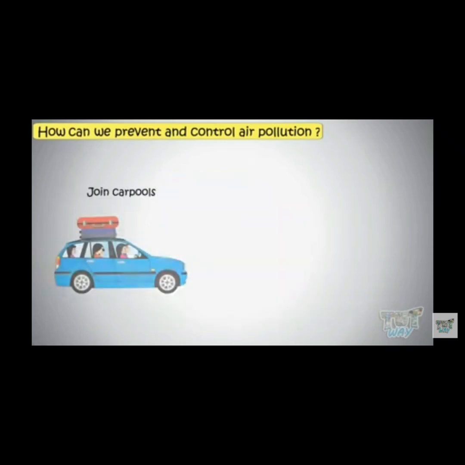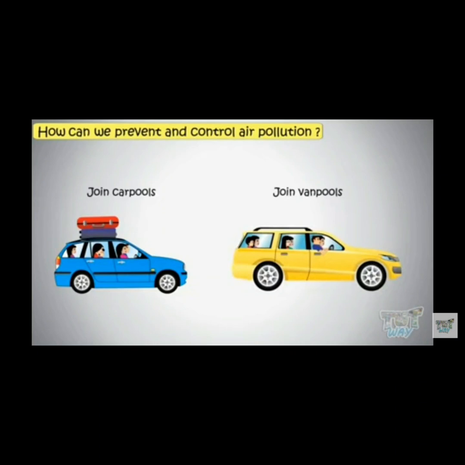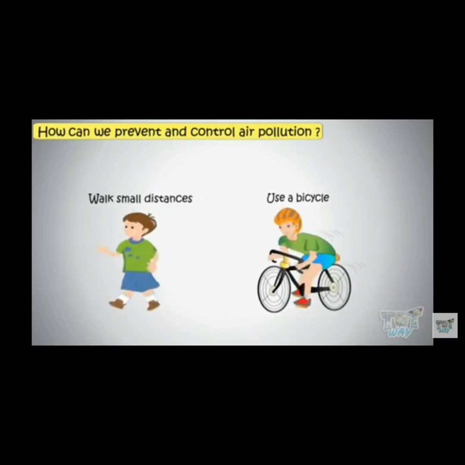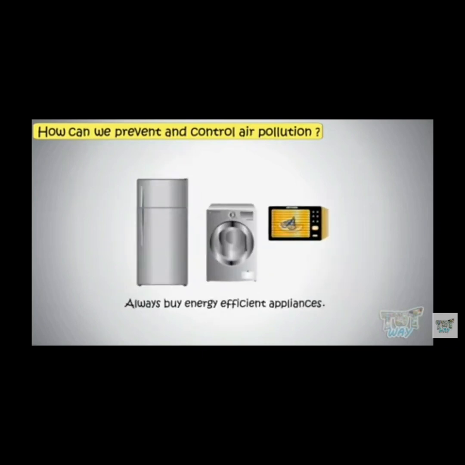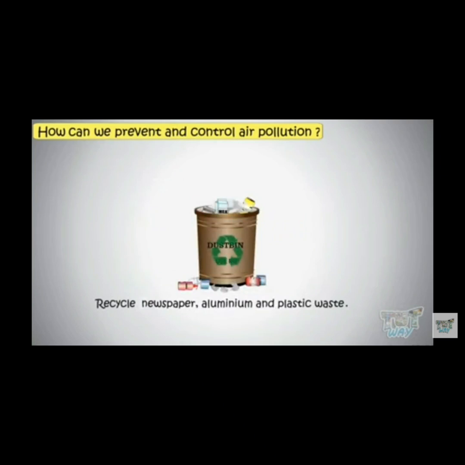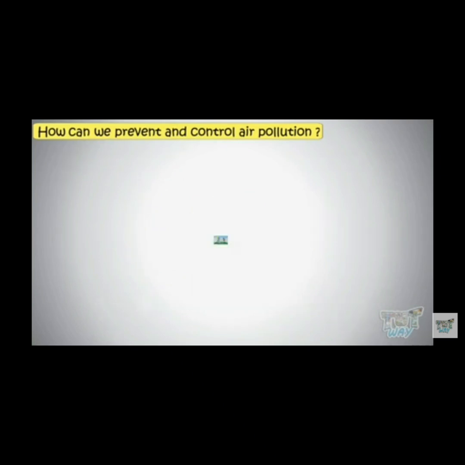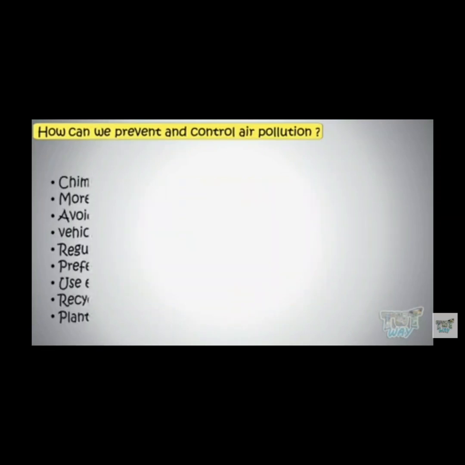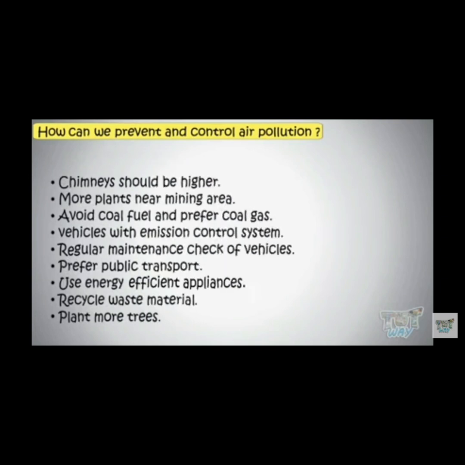We must try to join carpools or vanpools so as to save fossil fuels. Always try to prefer public transport, or walk small distances, or use a bicycle. Always try to buy energy-efficient appliances. Recycle newspaper, aluminum, and plastic waste. We should plant more and more trees. So kids, these are small steps that we can take to prevent air pollution.